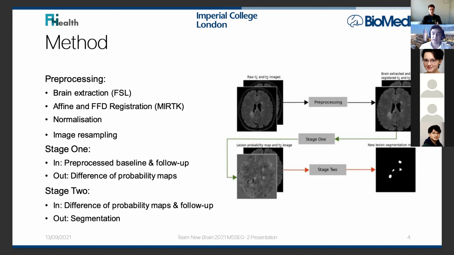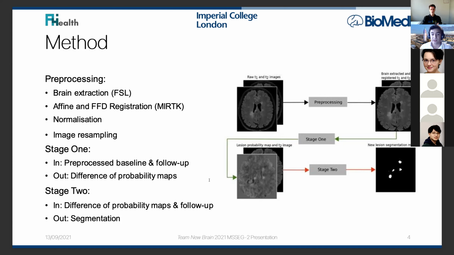A bit more detail into the method. The raw baseline and follow-up scans were pre-processed by doing brain extraction using the FSL toolbox, and the baseline was registered to the follow-up scan using affine and free-form deformation registration using the NiftyReg toolbox. Normalization and resampling was also done. The first unit in stage 1 was trained using the 2015 and 2016 datasets and outputted a probability map of where all the lesions were in the baseline and the follow-up, and the difference of these probability maps provided the probability heat map of where new lesions had formed. This heat map was the output of stage 1.